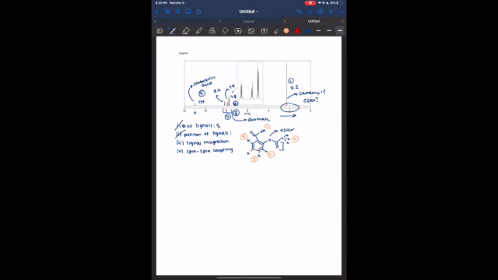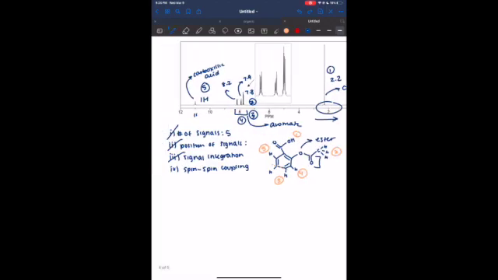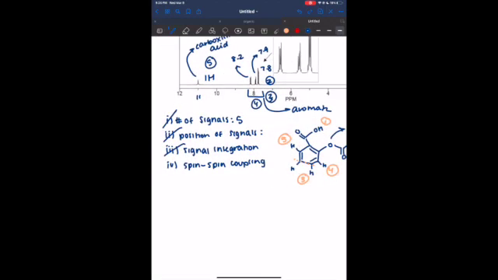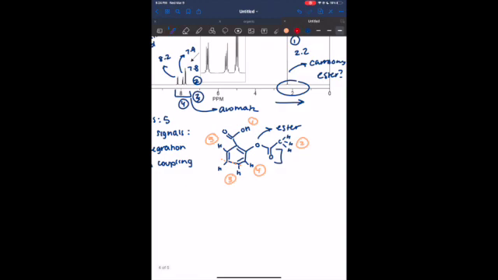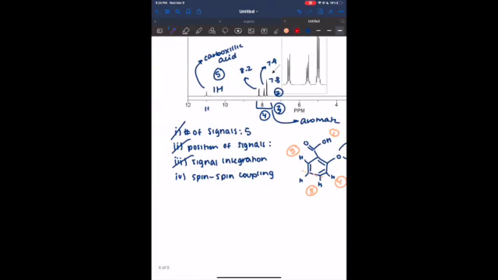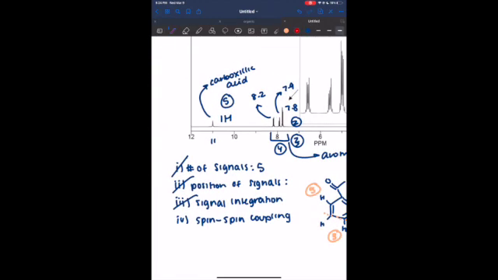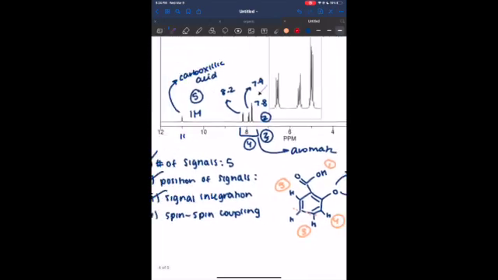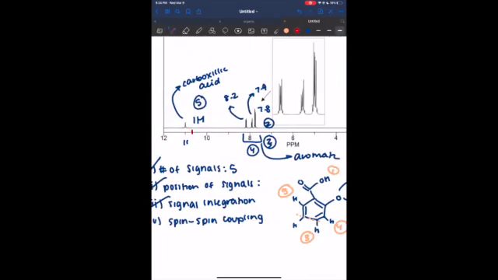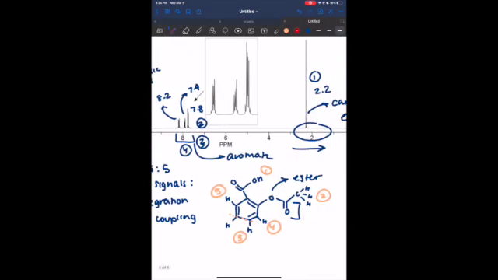So we can see that we have 5 signals here, which match with the 5 signals that we're getting on the NMR as well. So next we're going to try and use spin-spin coupling in order to determine which signal matches up to what we see on the compound. So right away we can see that this was the carboxylic acid. So I'm going to say that this was HA, working backwards a little here.